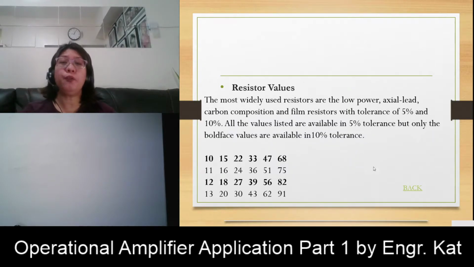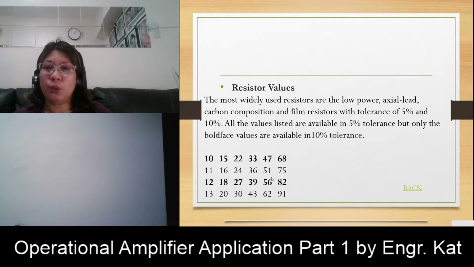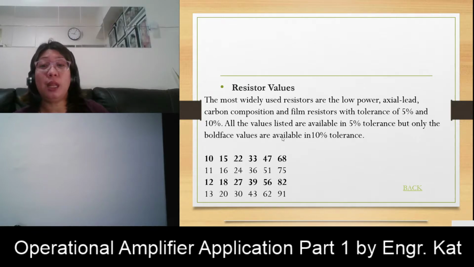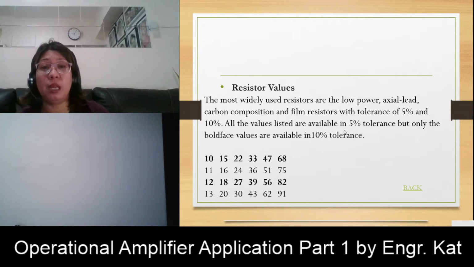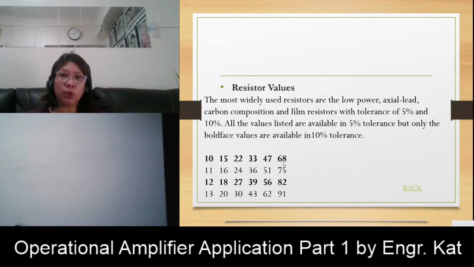For the resistor values, these are the most widely used. You must at least be familiar with these values. These are low powered axial lead, carbon composition, and film resistors with tolerances of 5% and 10%. All the values listed are available in 5% tolerance, but only the bold-faced values are available in 10% tolerances.